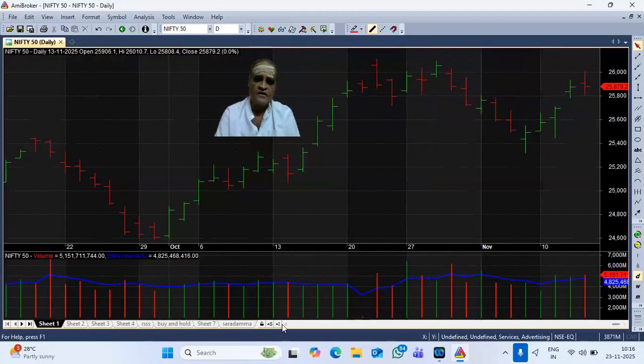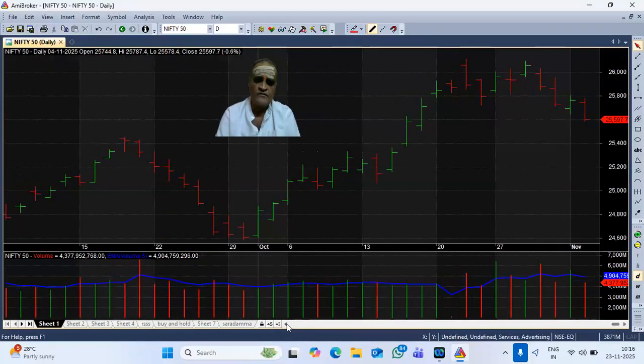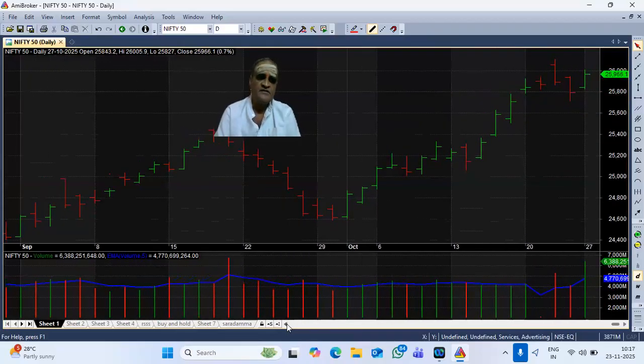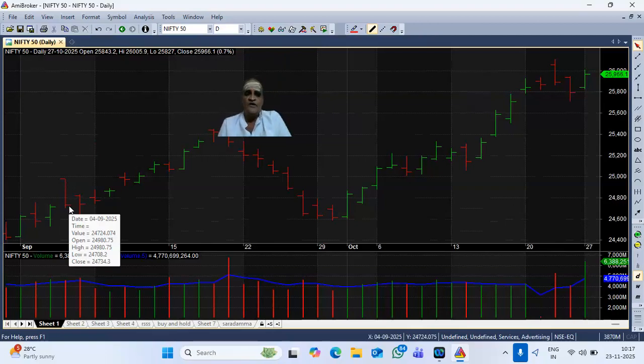As I told you earlier, bar, this is the bar length of this. Let us go for the anatomy of the bar. This is the bar length of the bar. This is the high of the day. This is the low of the day. And the left tick is the opening of the day, and the right tick is the closing of the day.